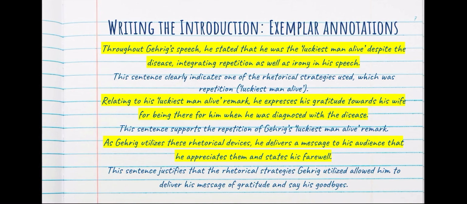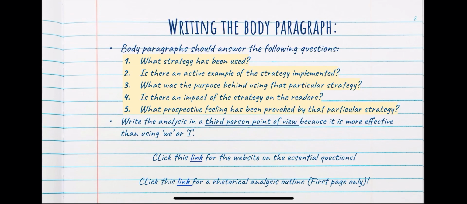Next, one of the rhetorical strategies was revealed, which was repetition, and the next sentence supports that sentence because it shows his "luckiest man alive" remark being repetitive. The next one justifies the rhetorical strategies that were used, and it allowed him to deliver his message towards his audience. So how to write the body paragraph.